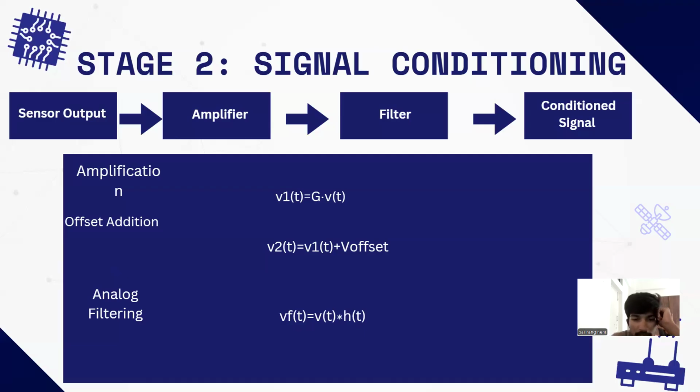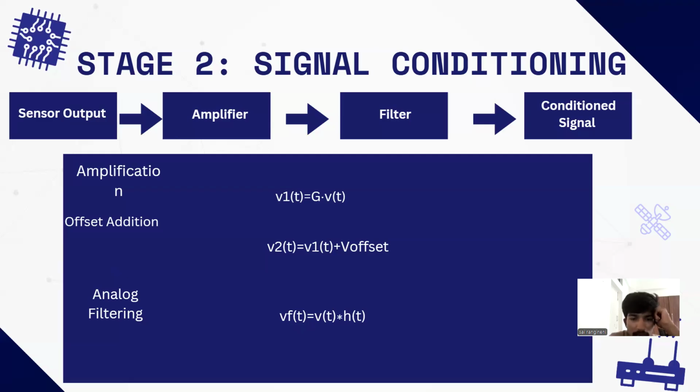Next, we remove noise using filtering. This is mathematically represented as convolution: V(t) = V(t) convolved with h(t). Convolution means weighted integration of the signal with a filter function. In simple terms, we smooth the signal. So, in signal conditioning, we perform multiplication, addition, and convolution.